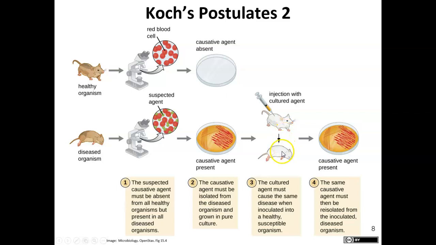They reinfect a new healthy host. That healthy host also must become ill, and they must be able to find the same pathogen and produce a pure culture from it. If these 4 postulates occur, then you have found the infective agent for a specific disease.